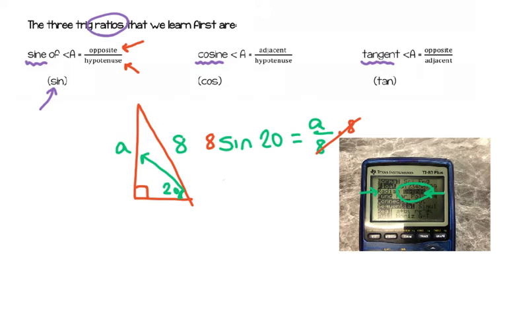So before you do any of this calculation, you have to make sure you're in degree mode. If you are not in degree mode, you will get the wrong answer, and that's on you. Once you make sure you're in degrees, then you're going to type in 8 and then find the button that says sine.